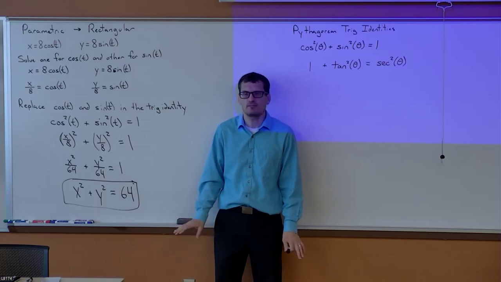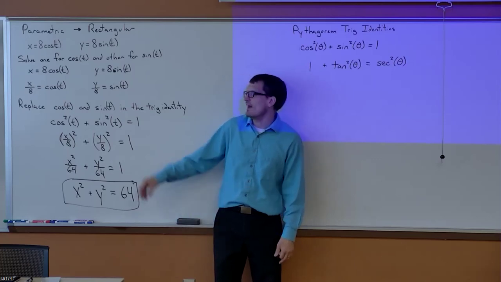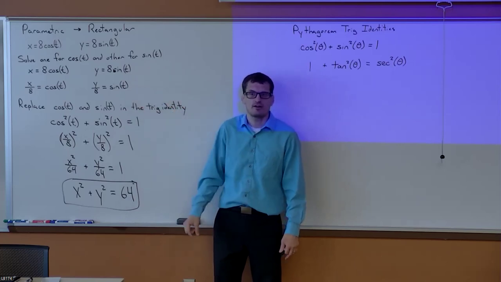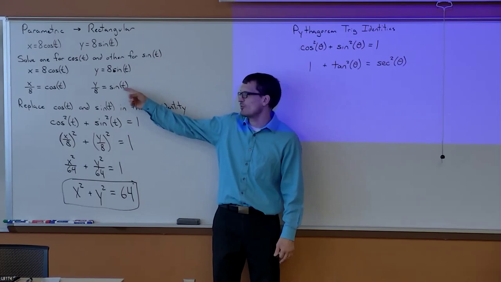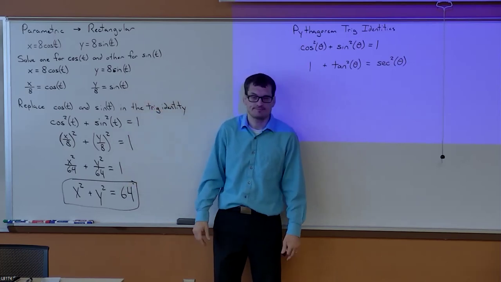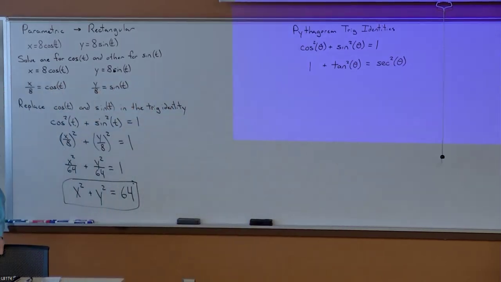So some people like to manipulate the trig identity first and then substitute in, and that way they don't have to solve all the way down here, or they don't have to do y over 8 when they substitute in. Either way, you get the exact same answer.